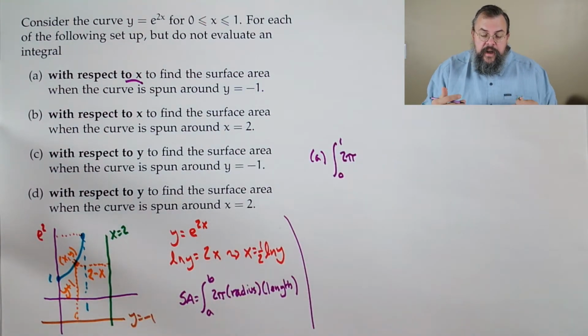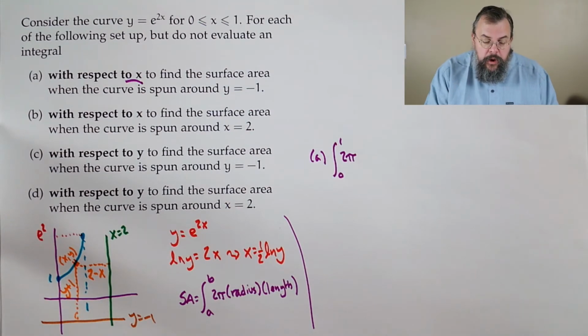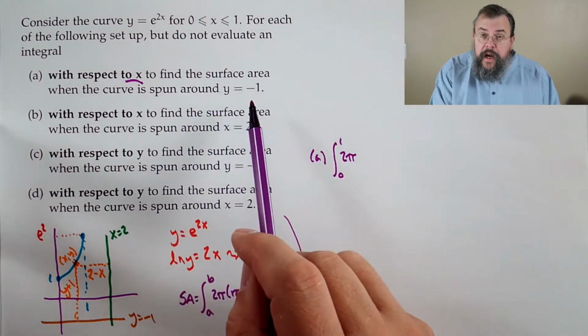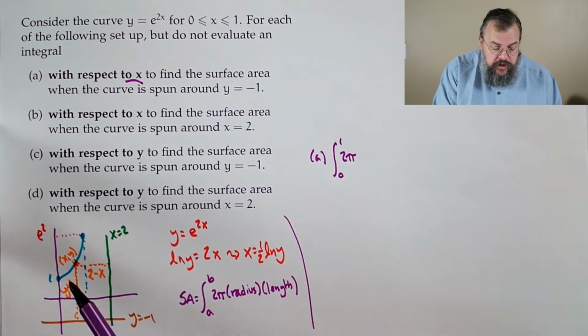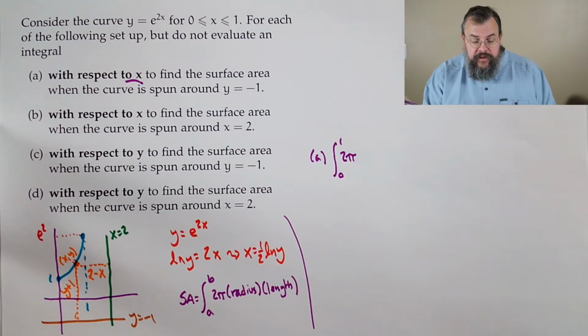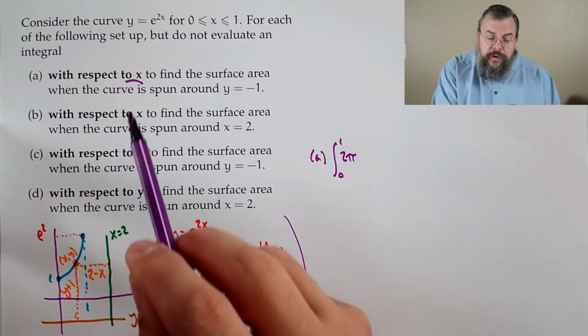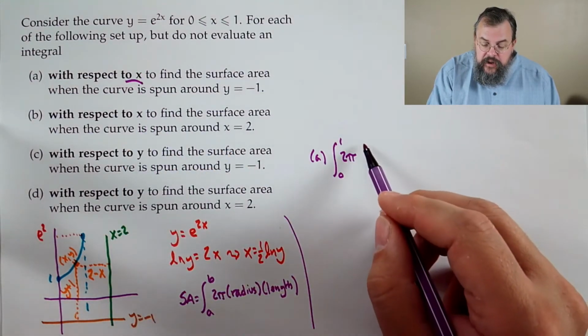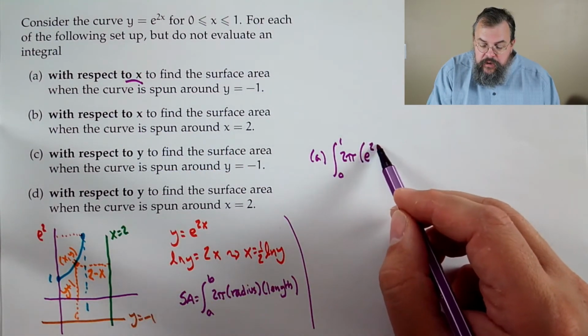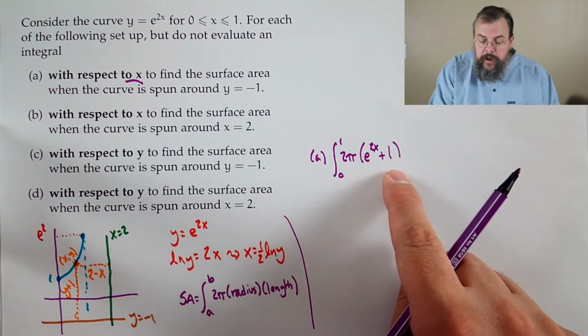Okay. Now comes the radius. And to understand the radius, we have to know where we're spinning. We're spinning around the line y equals -1. So our radius would be y plus 1, but wait, everything has to be in terms of x, so we don't write y plus 1, we replace y by e to the 2x. So e to the 2x plus 1. So this is y plus 1.